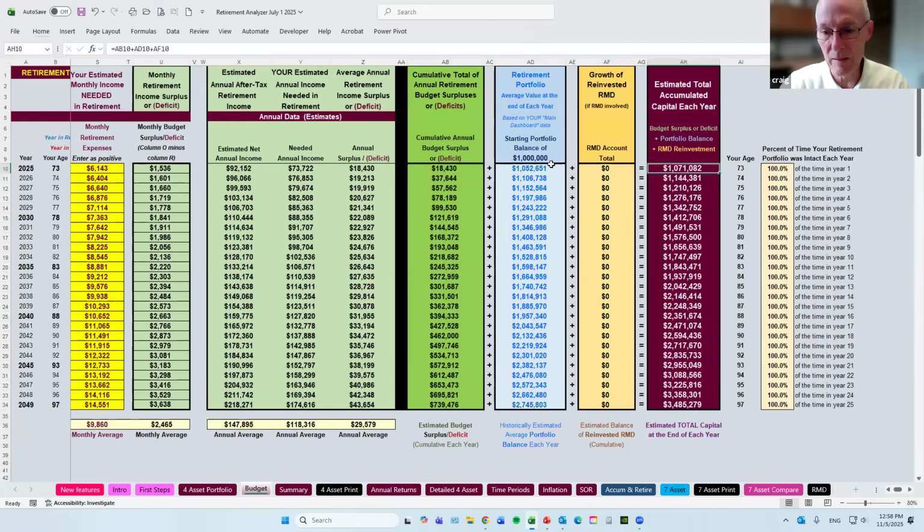That leads to this number right here, or that array of numbers. This is your estimated accumulated capital. Capital is surplus of unspent income plus your retirement portfolio balance, plus any RMD that got reinvested. That's what I call total accumulated capital. And that ends up at 3.48 million by year 25.